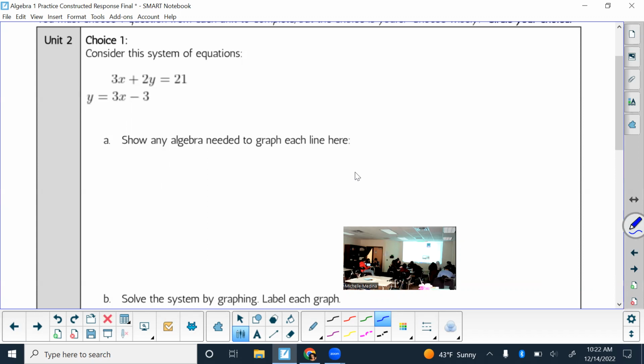It says show any algebra needed to graph each line here. So if I need to graph something, and I'm assuming they mean by hand, if they actually want you to use algebra to graph the line, what form do the lines need to be in? If I need to graph a line, what form do they need to be in? Y equals mx plus b. Are they both in y equals mx plus b? Which one needs to be changed? So then copy the first one down. You don't really need to write the second one down. That one's already in y equals mx plus b. In y equals mx plus b, what is alone?